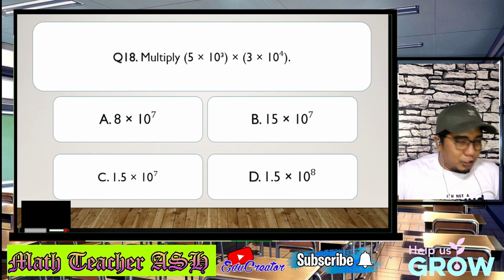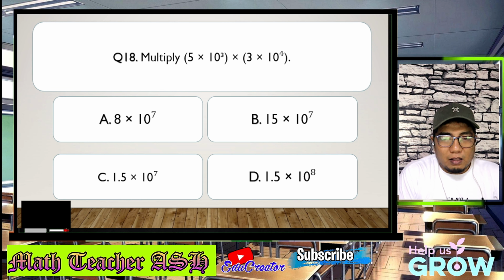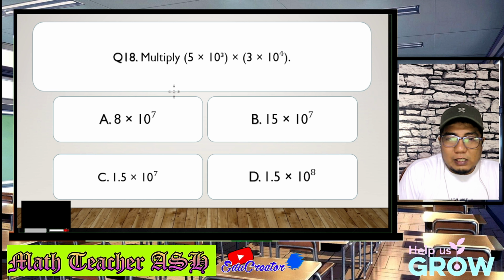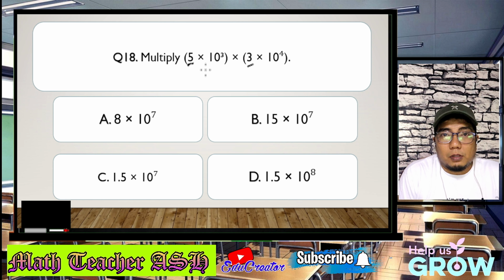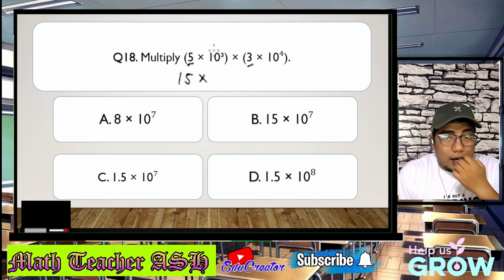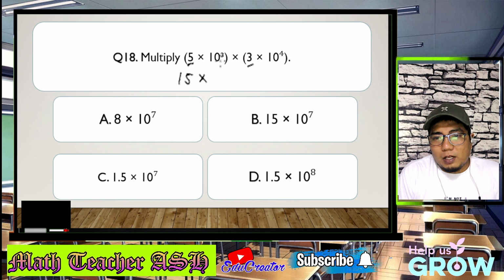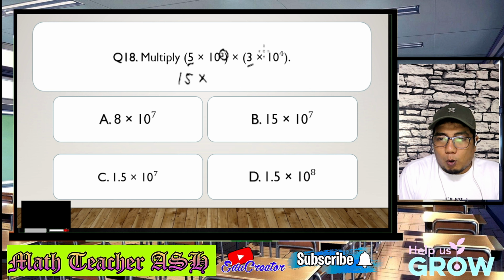Alright, my dear math learners, so how do we multiply numbers in scientific notation? When you multiply numbers in scientific notation, the rule is very easy. You just multiply the significant numbers. So 5 times 3, that would be 15. And then what will happen to our powers? So this is 10 cubed, and this is 10 to the 4th power. So what we need to do is we just add the exponents.